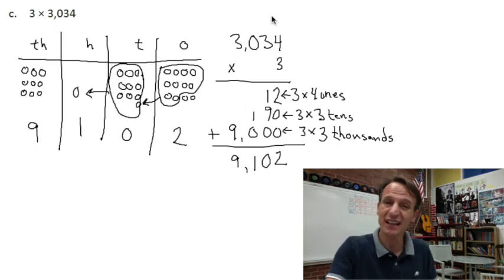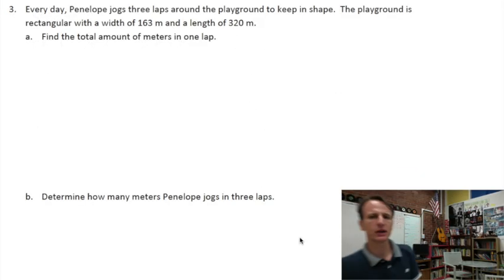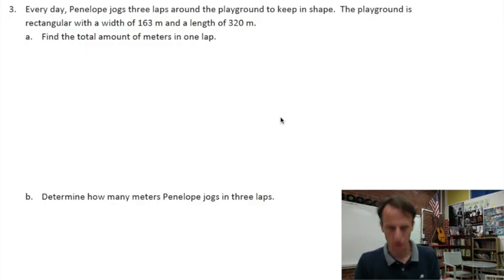Can you believe we're already on the last one? Number 3. Let's go. And here we go. Number 3. Of course, you expected a word problem. So let's see what we have. We have Penelope, the perils of Penelope here.